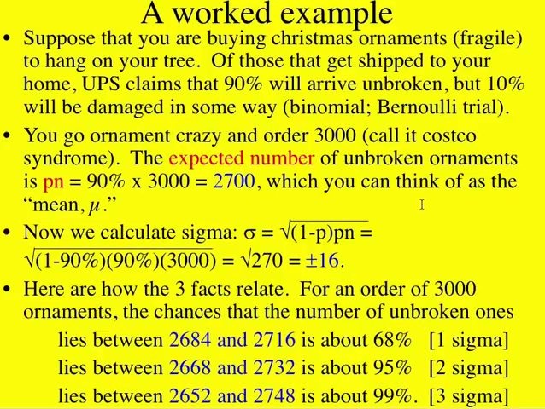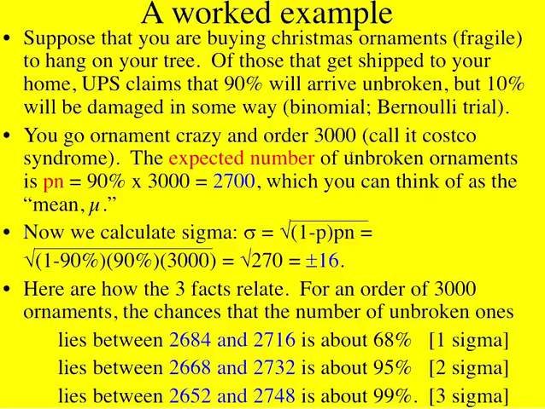Moving on. A worked example. You're going to need this for the upcoming quiz, as well as future uses of this stuff. Suppose you're buying Christmas ornaments, whether it's Christmas season or not. UPS, let's suppose, advertises 90% will arrive unbroken, 10% will be damaged in some way. So it's binomial. Binomial means two outcomes. It's either broken or not, right? So you can model it as a Bernoulli trial.